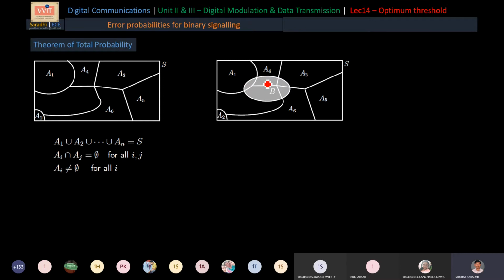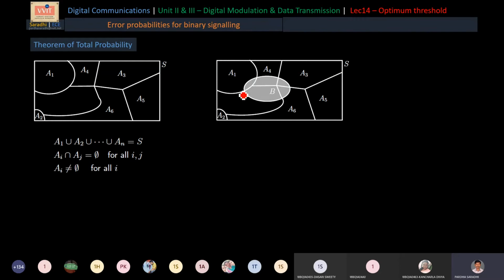A1 overlapping is this, A4 overlapping is this, A3, A6. And so B is having overlapping with some of the subregions, and it doesn't have any overlapping with some other subregions. Anyway, we are supposed to find out what is the probability of occurrence of B, right? You can consider it as an event, and what is the probability of occurrence of this event B out of S, right?